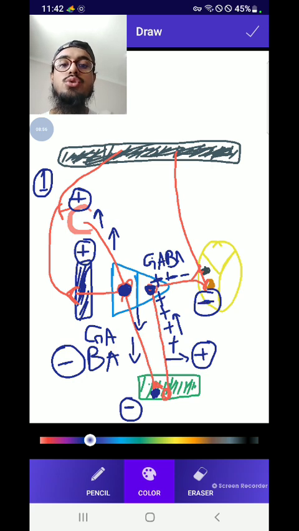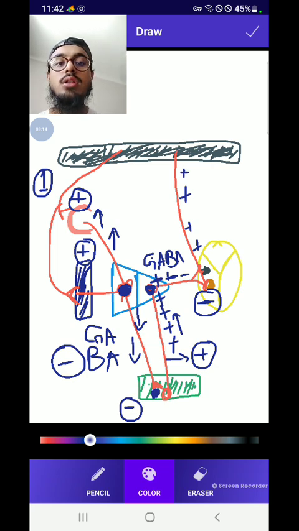Okay, it strongly inhibits the thalamus. So when there is inhibition of the thalamus nuclei, the ventrolateral and ventroanterior nucleus, it means the action potential which goes to this area is very low. Okay, very low, not high.